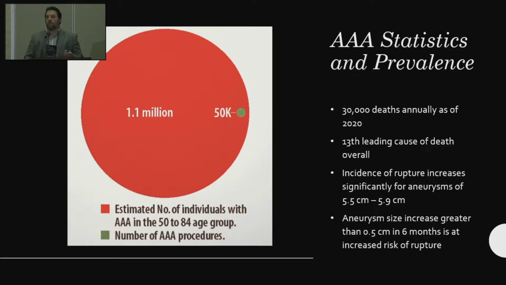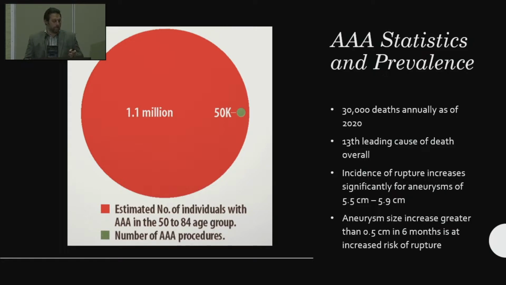So when do we start to think about intervention? When do we worry about rupture? Well, the incidence of rupture increases significantly once an aneurysm goes over 5.5 centimeters. So we're definitely watching for that. We follow these people, right? When somebody has a AAA, we were watching. And if their aneurysm increases in size more than 5 millimeters in 6 months, that puts them at a higher risk for rupture.